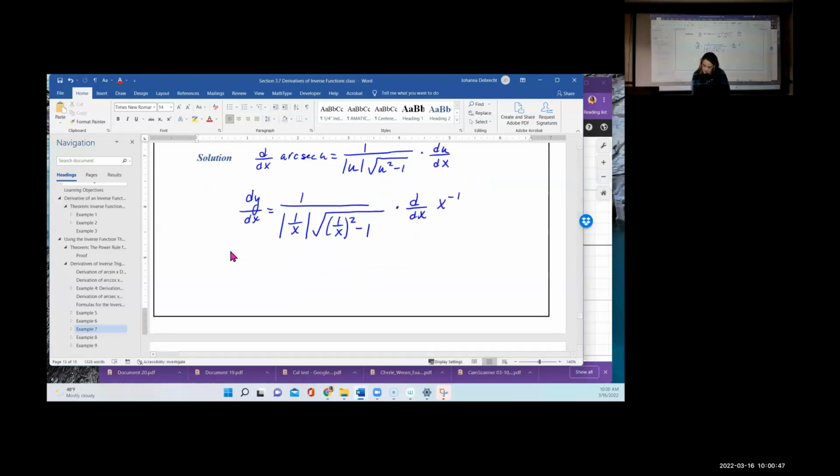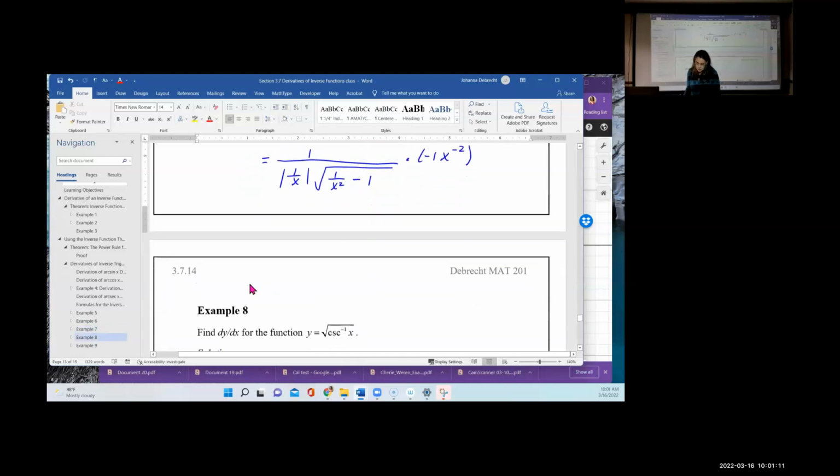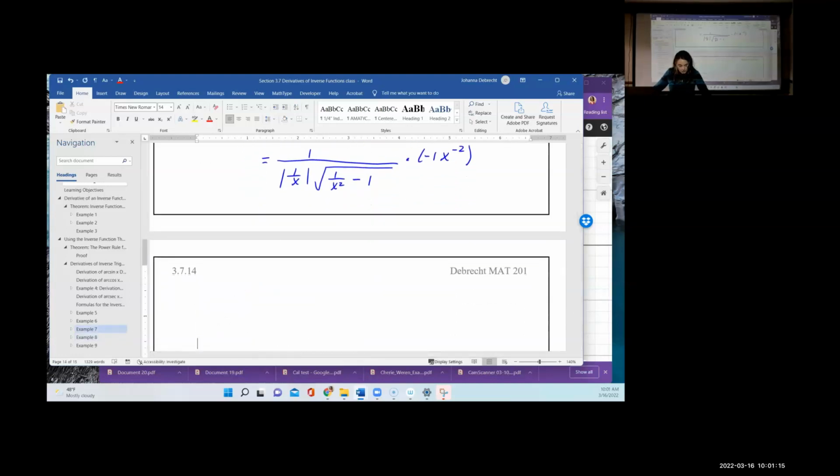Now I can simplify this a little bit, this gives me the absolute value, 1 over the absolute value of 1 over x times the square root of 1 over x squared minus 1. And the derivative of x to the negative 1 is a negative 1 x to the negative 2. All right. Which gives me a negative 1 over x squared.